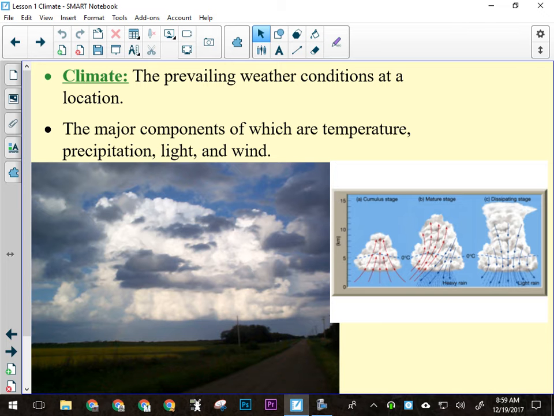Now, we're kind of the Tornado Alley of Alberta. We get pretty severe thunder showers here, but nothing like the intensity and frequency that you would get in other places. And again, the reason for that is because the components of climate are different depending on where you go. So the question is, why? Why are the components of climate different in different places?